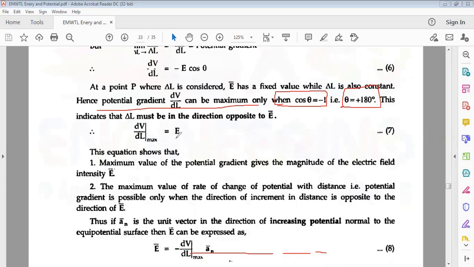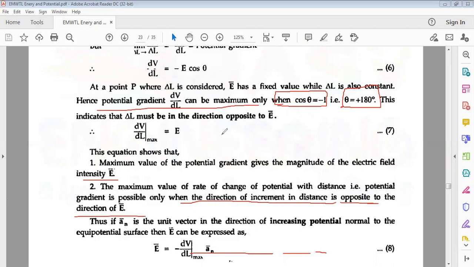So dV by dL at the maximum is equal to E. What is cos theta here? Theta is 180 degrees, cos theta is minus 1. Minus into minus becomes a plus, and E remains. This equation shows that the maximum value of potential gradient gives the magnitude of electric field intensity E bar. The maximum value of the rate of change of potential with distance, the potential gradient, is possible only when the direction of increment in the distance is opposite to the direction of E bar.